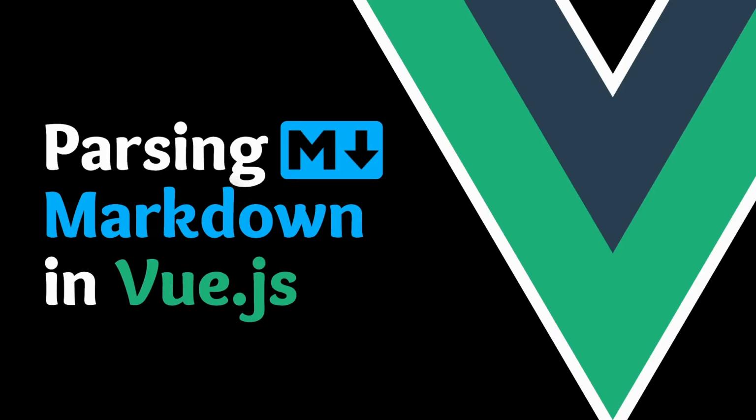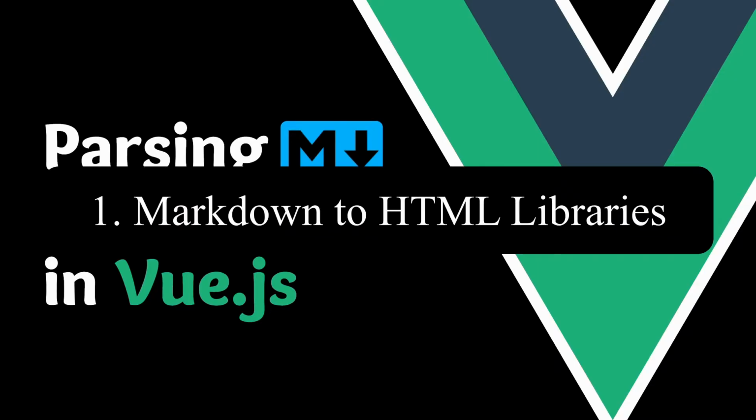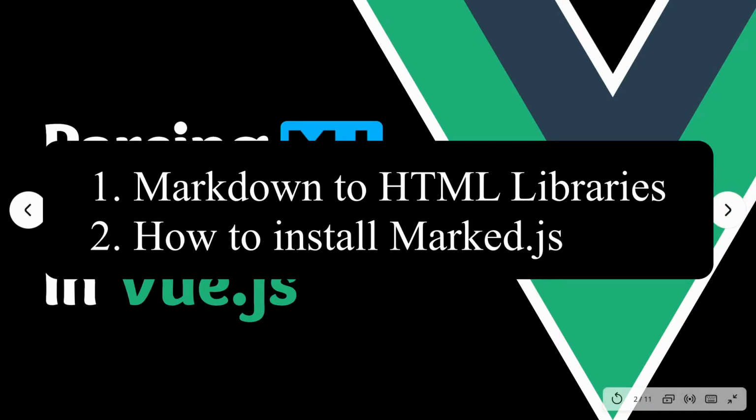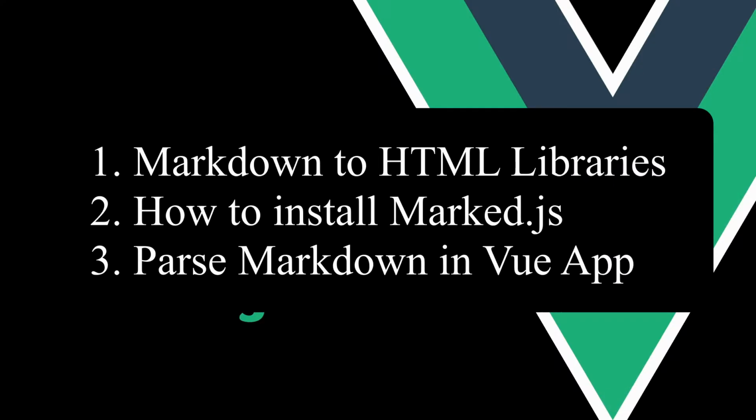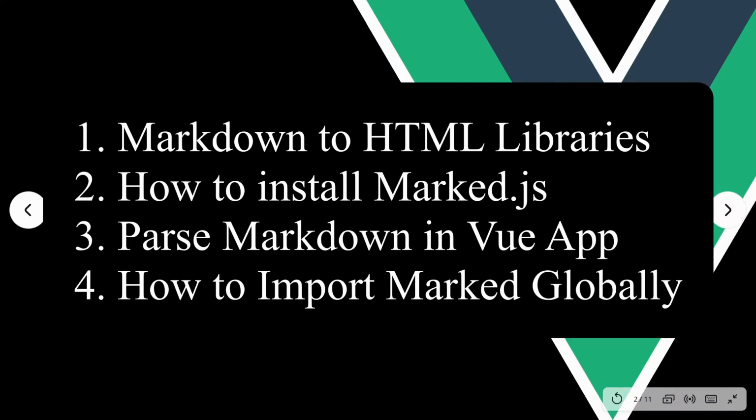It's used in a lot of Markdown apps, including the simple Markdown example inside of the Vue homepage. As a quick overview, this video is going to be split up into 4 parts. First, I'm going to talk about 3 common Markdown parsing libraries that you can use in your Vue app and why I picked Marked.js. Second, we're going to look at how to install Marked.js into your Vue app. Third, we're going to parse the Markdown text and actually display it inside of our Vue app. And finally, we're going to take a look at how to import the marked function globally into our Vue app so we can avoid redundant imports in our specific Vue component files.